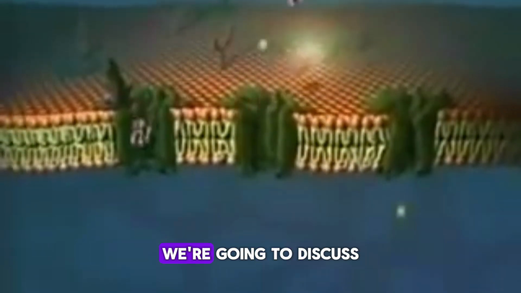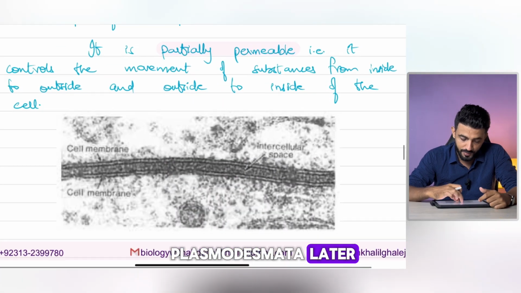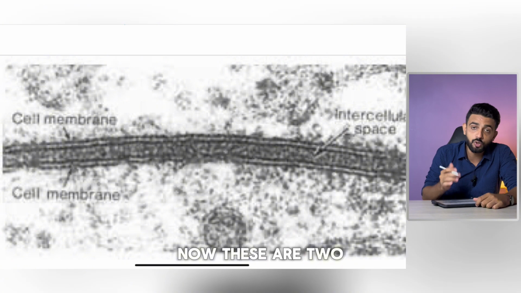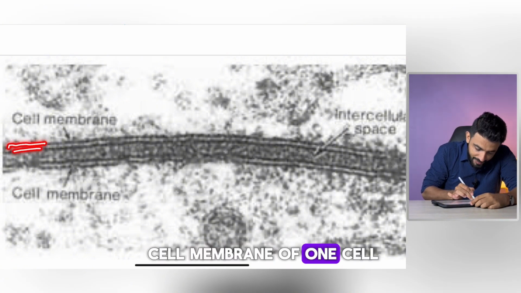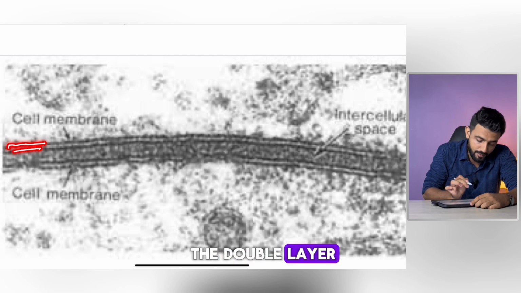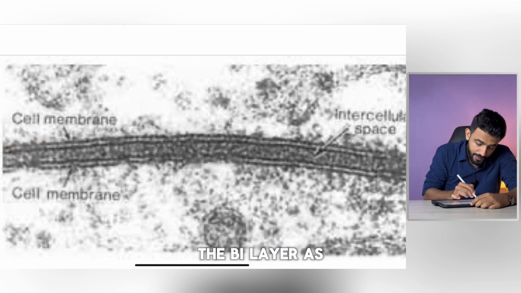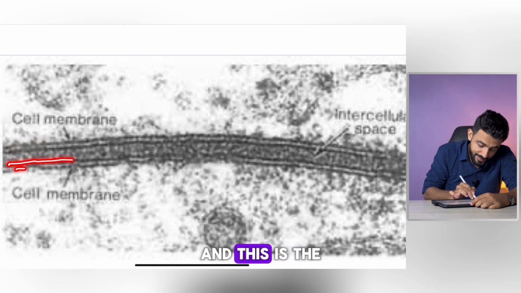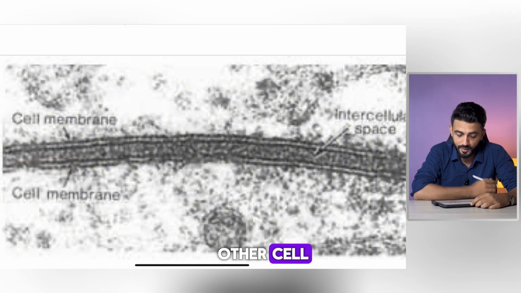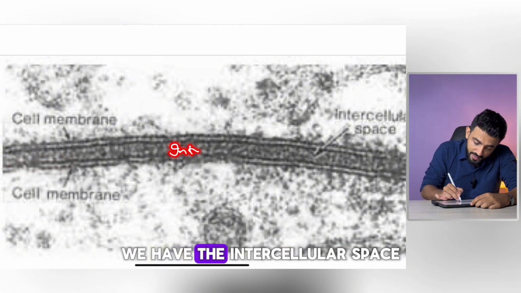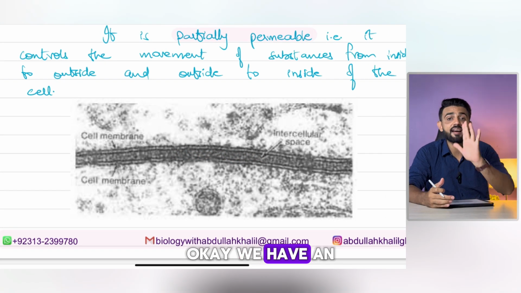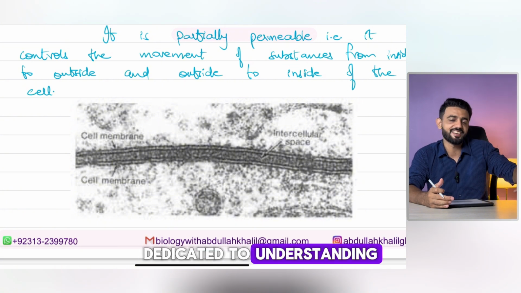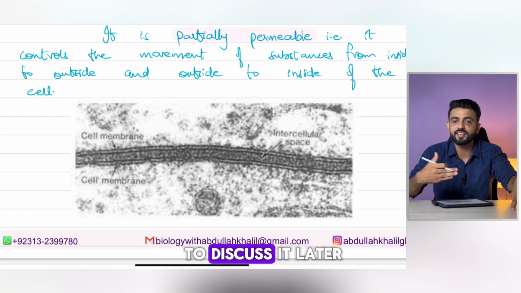We are going to discuss plasmodesmata later. The cell membrane looks like this. These are two neighboring cells, and this is the cell membrane of one cell. You can see the double layer, the bilayer as we call it, and this is the cell membrane of the other cell. In between these two cells, we have the intercellular space. We have an entire chapter dedicated to understanding the structure of the cell membrane, so we are going to discuss it later.